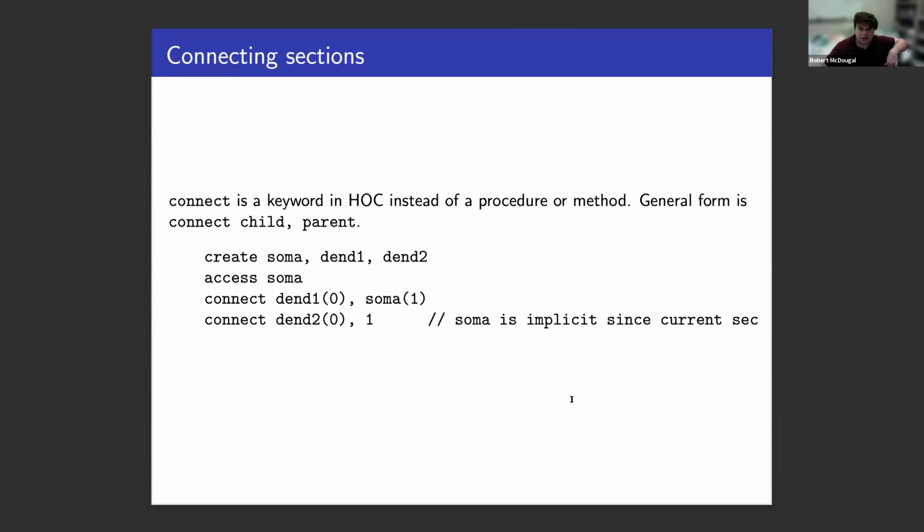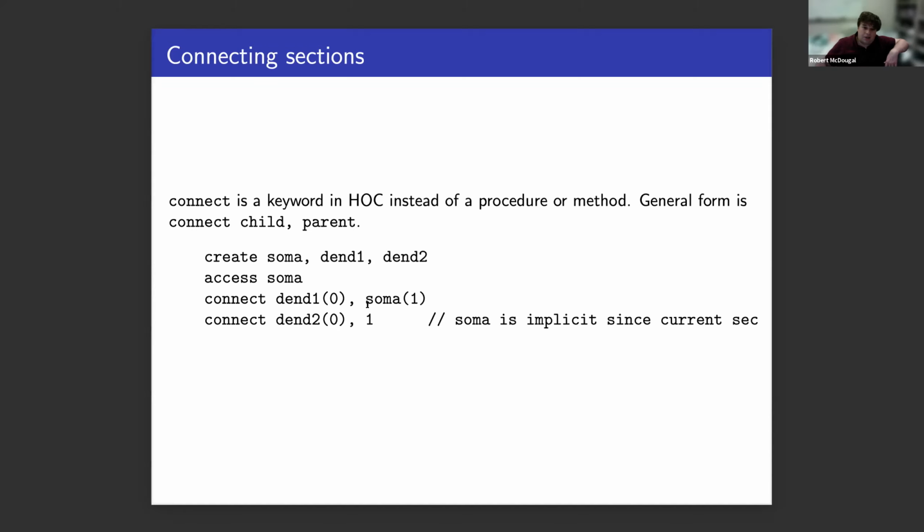HOC has this special syntax for connecting. It's a keyword, and so basically, if you see connect section 1 comma section 2, the first section is the child. It's what's connected to the parent. So just like connect den1 of 0 comma soma 1 means that the 0 location on den1 is going to be connected to the 1 location on the soma. This is equivalent in Python to saying den.connect soma, or den.connect soma 1 if we want to be explicit about where on the parent we're connecting to.